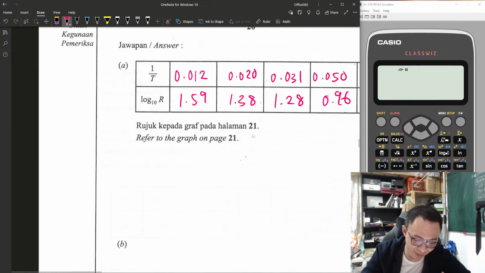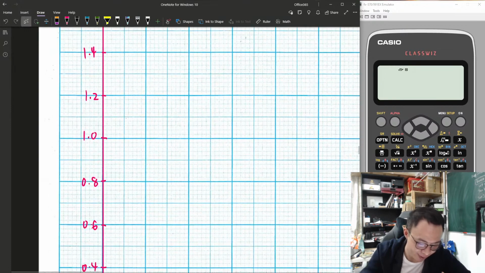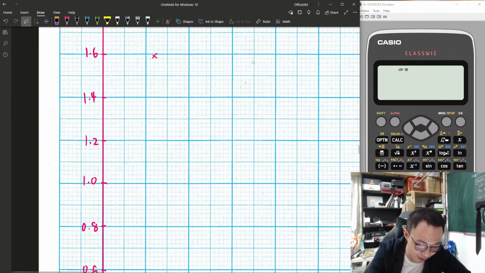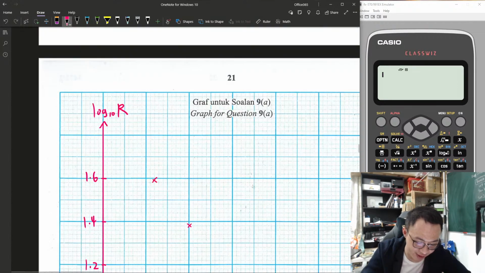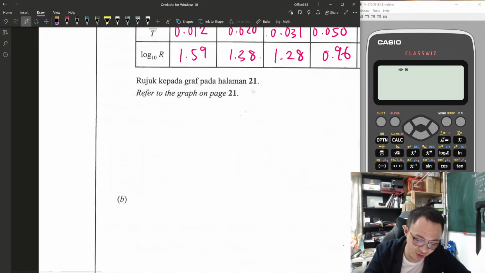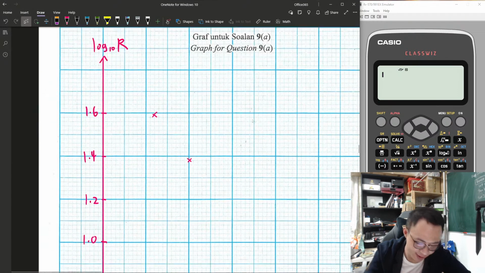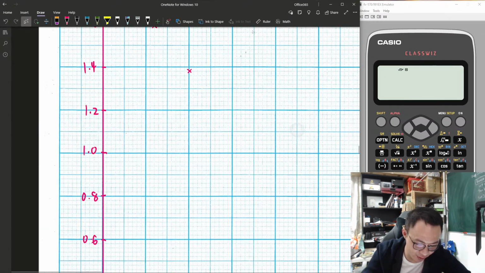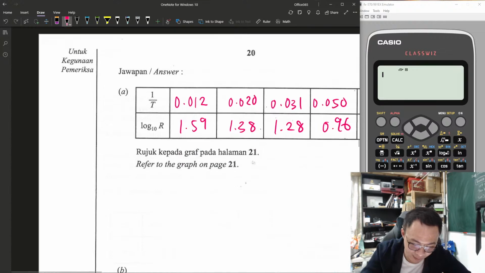Next one, 0.02, 1.38. 0.02, 1.38 is here. Okay, here is 1.3, 1.38 is here. Okay, nice. Next one, 0.03, 1.28. 0.03, 1.28. Okay.